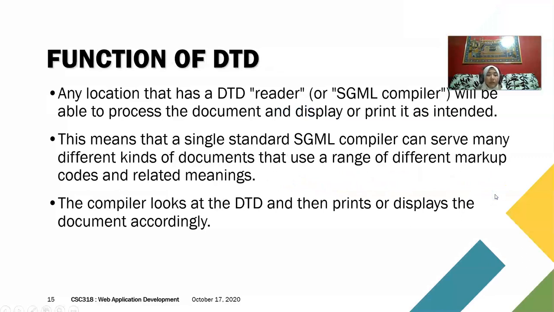So what is the function of DTD? Any location that has a DTD reader will be able to process the document and display or print it as intended. This means that a single standard HTML compiler can serve many different kinds of documents that use a range of different markup codes. So the compiler looks at the DTD and then prints or displays the document accordingly.